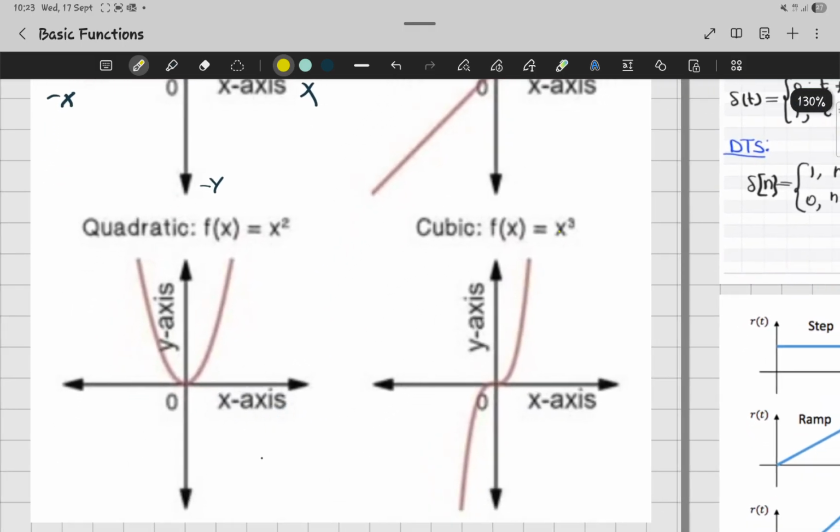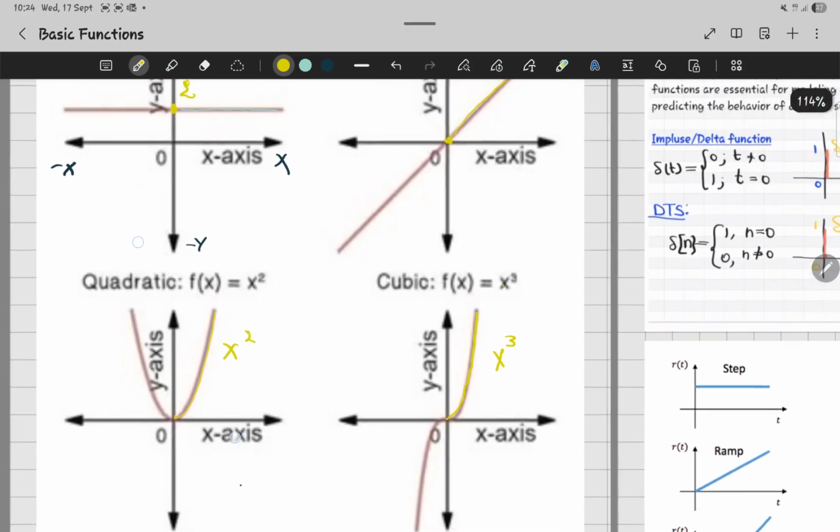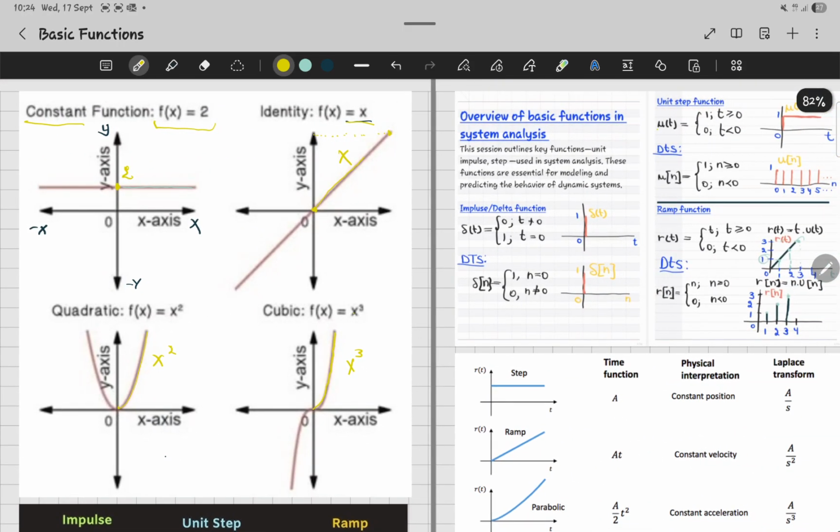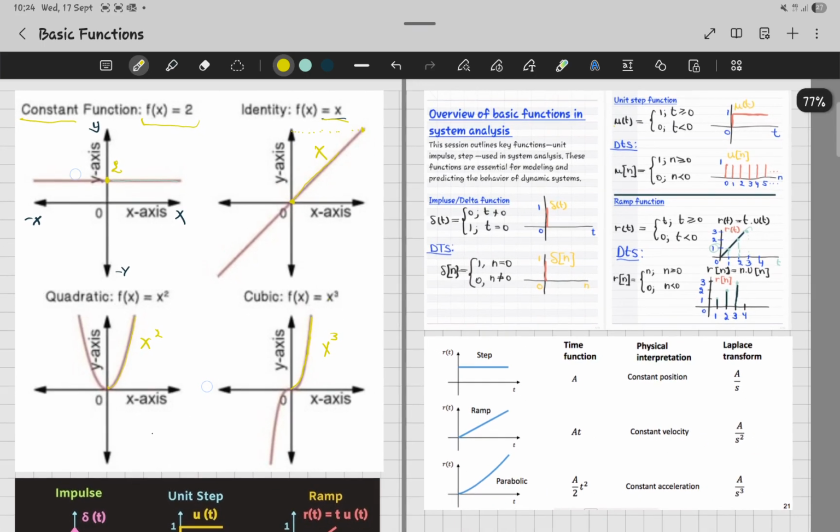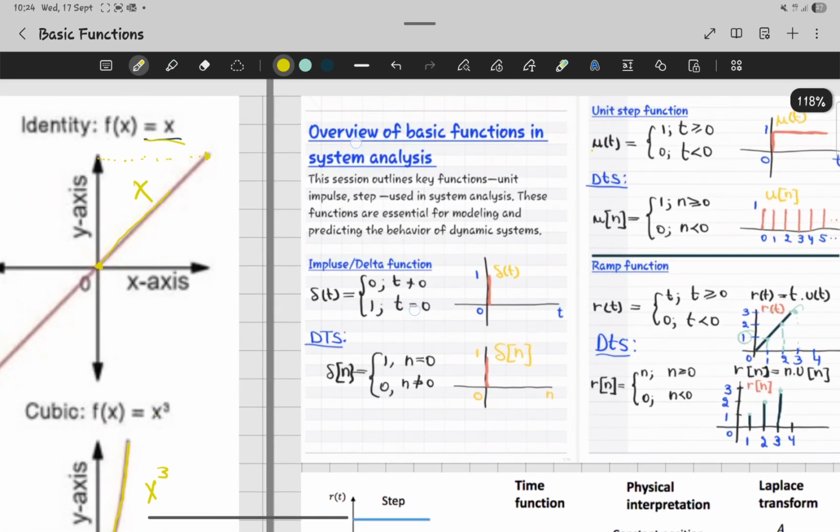Now this is an example of a quadratic equation. So for x squared, you have this shape to represent x squared, and this is for cubic. You're going to see this shape for cubic. Okay, now this is what we get from some basic functions.